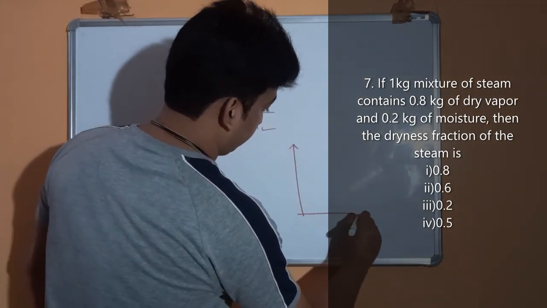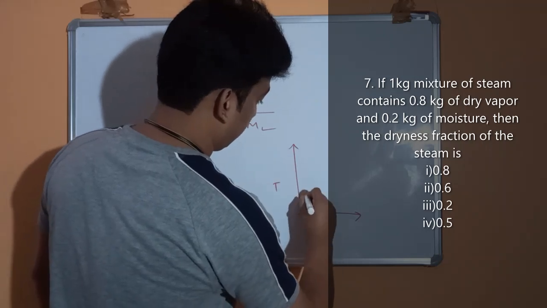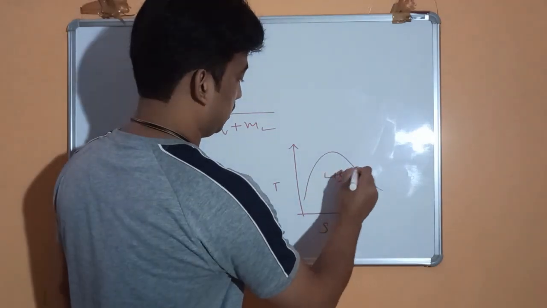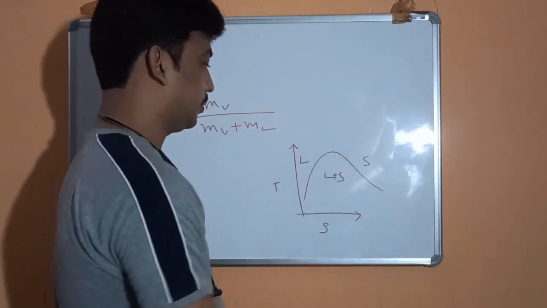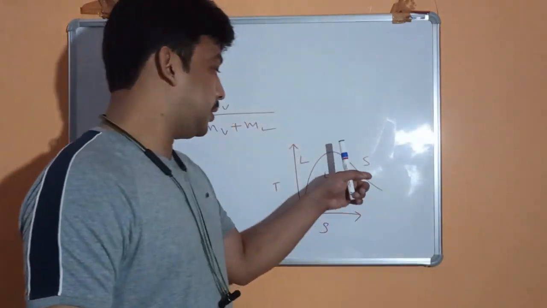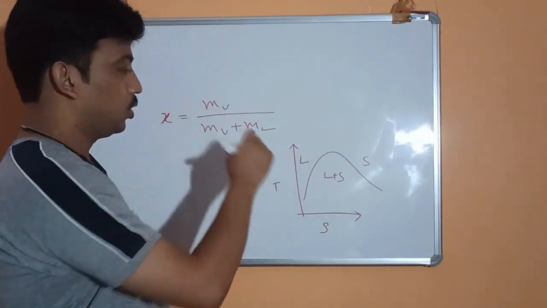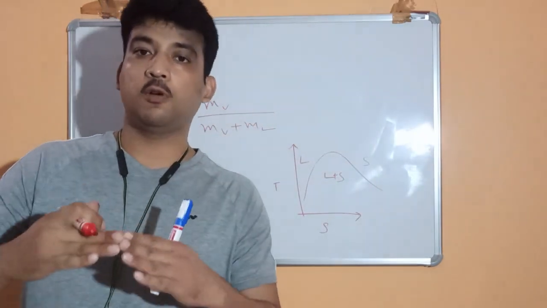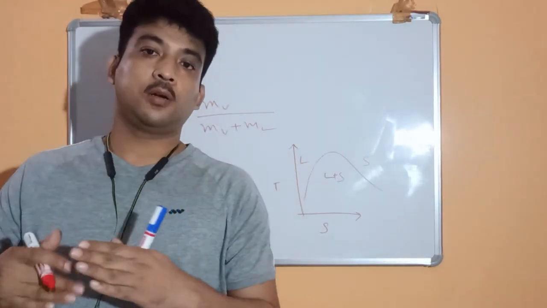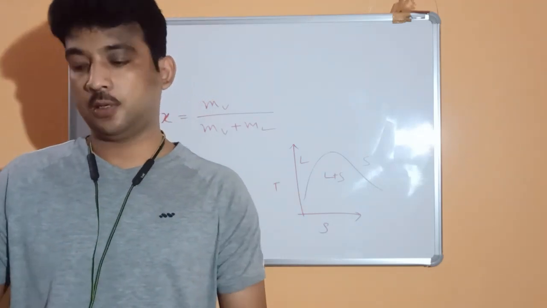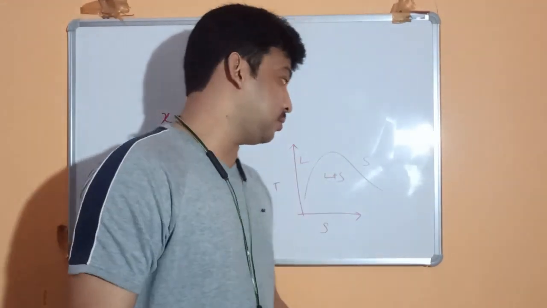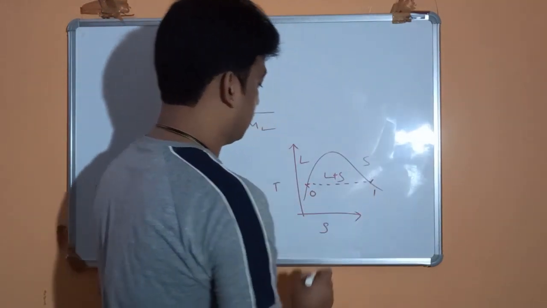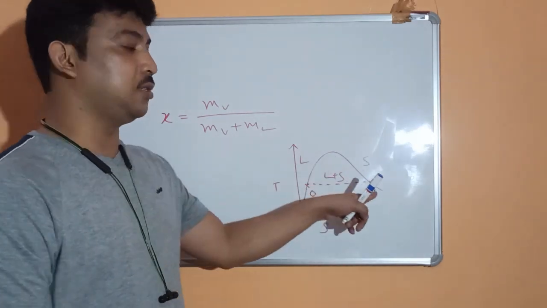In the TS diagram, inside the vapor dome, this is liquid plus steam. This is steam, this is liquid. Inside this, the mass ratio is used to define the quality of steam. The more the value of x, the better the quality. Quality is said to be better if the value of x is more. x will be 0 here and 1 here, because here mv will be 0, and here ml will be 0.